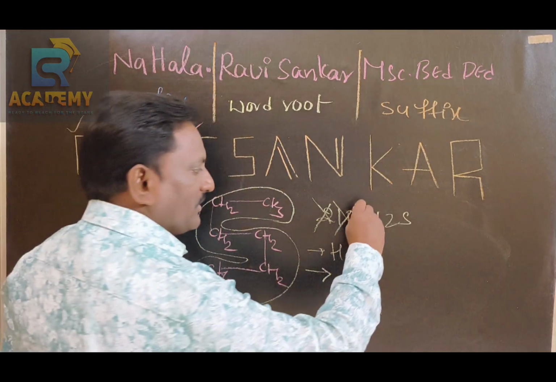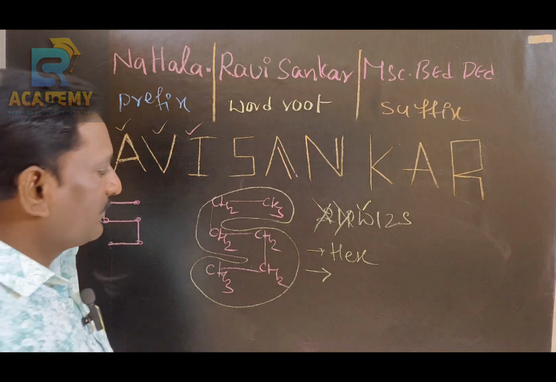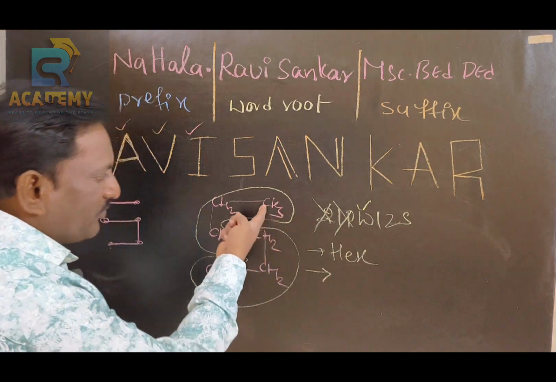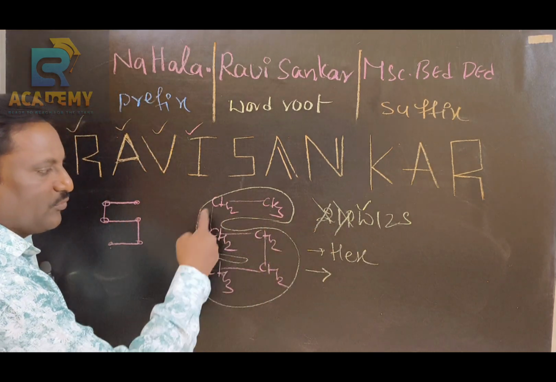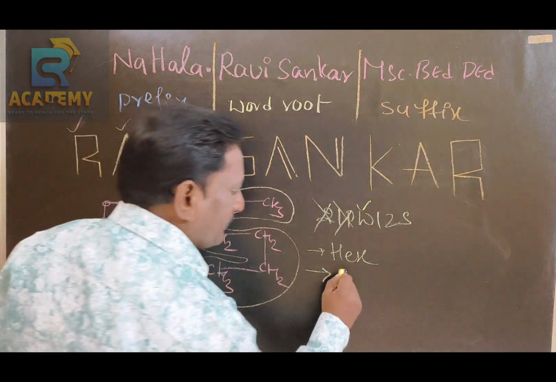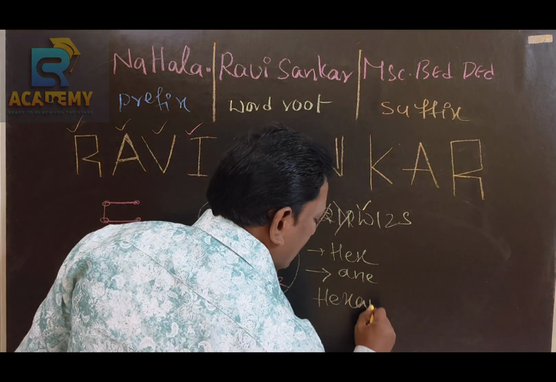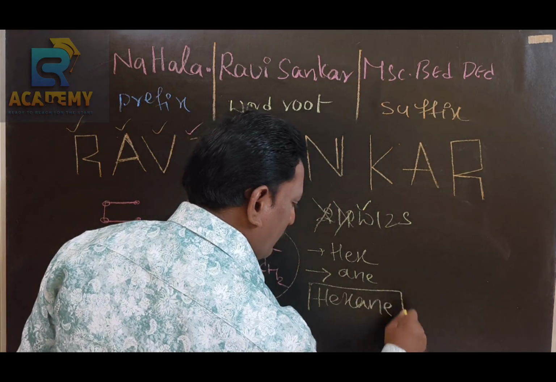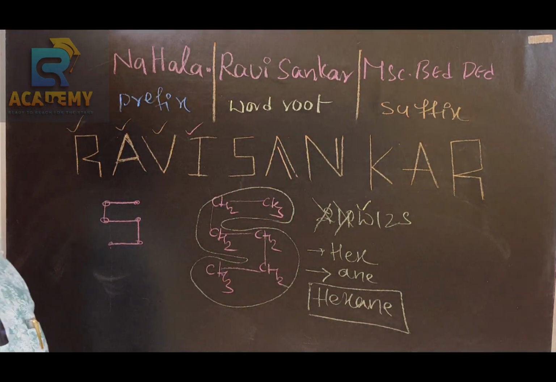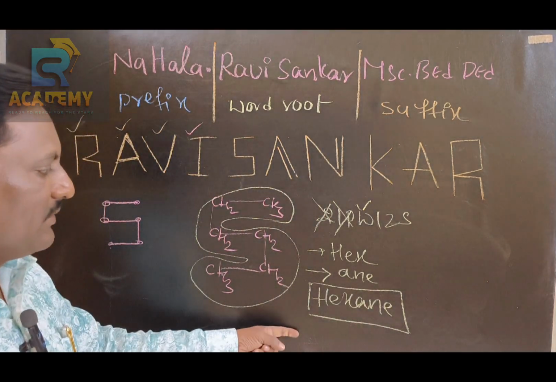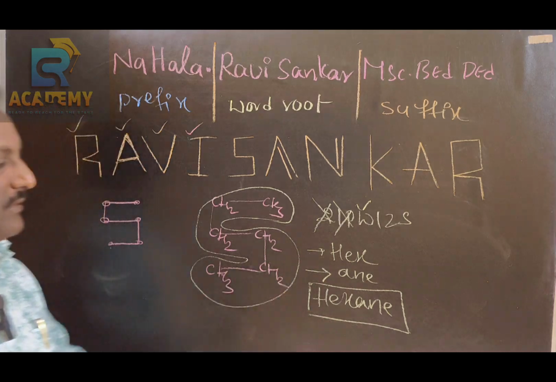What would complete it? Primary suffix. What is the nature of the bonds between carbon carbon? Only single bonds. Ane. Simply you can say hexane. Hexane. Is it clear? Make a note.